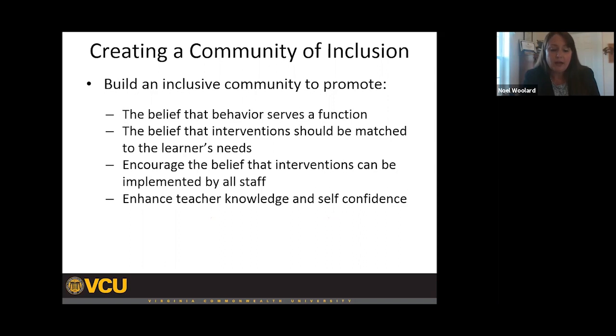So an online training platform available for all staff can help to shape the understanding that behavior serves a function, the belief that interventions should be matched to the learner's needs. It can help to encourage the belief that interventions can be implemented by all staff. And we're hoping by having this type of training platform that we will also enhance teacher knowledge and self-confidence.